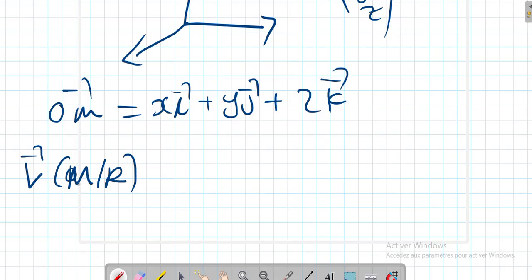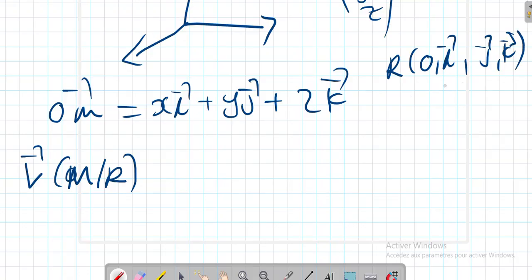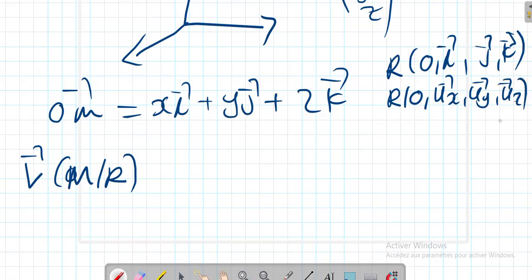So the vector vitesse of the point M in R, where R is the reference system. The reference system in the Cartesian coordinate system is O, which is the origin, E, G, and K. People from our CIMA, I was reading a book from our CIMA, will be using ux, uy, uz. These are the unit vectors that you'll be using. Instead of E, G, K, you'll be using ux, uy, uz. So it's just the notation, okay? Everything else is the same.